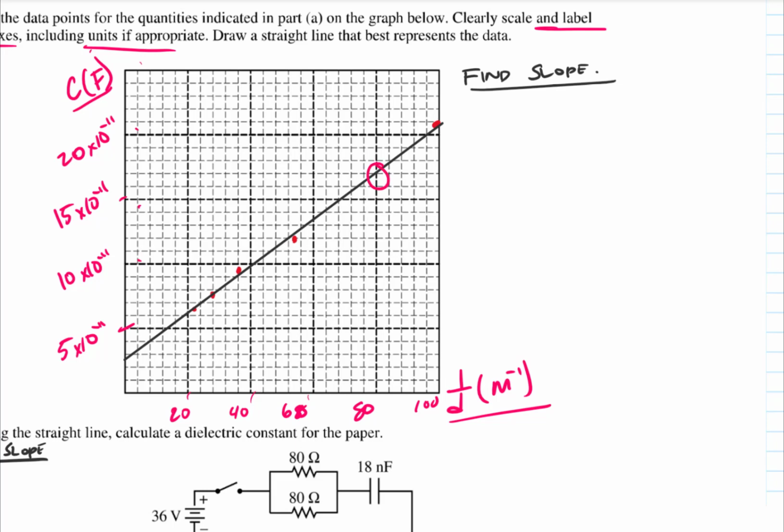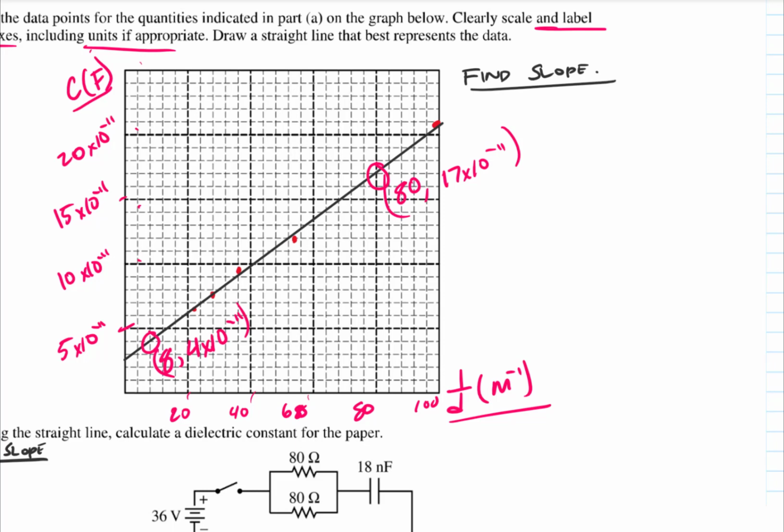So I'm going to pick this point. That's a really good one. It's not a data point. And I'm going to pick this point. Having chosen those points, you need to figure out their coordinates. So this is going to be 80, and then 17 times 10 to the negative 11th is that point, and this other point is going to be 8 and 4 times 10 to the negative 11th. So I have identified these 2 points. They are definitely not data points. They're just points on the line, good points, easy points to read.